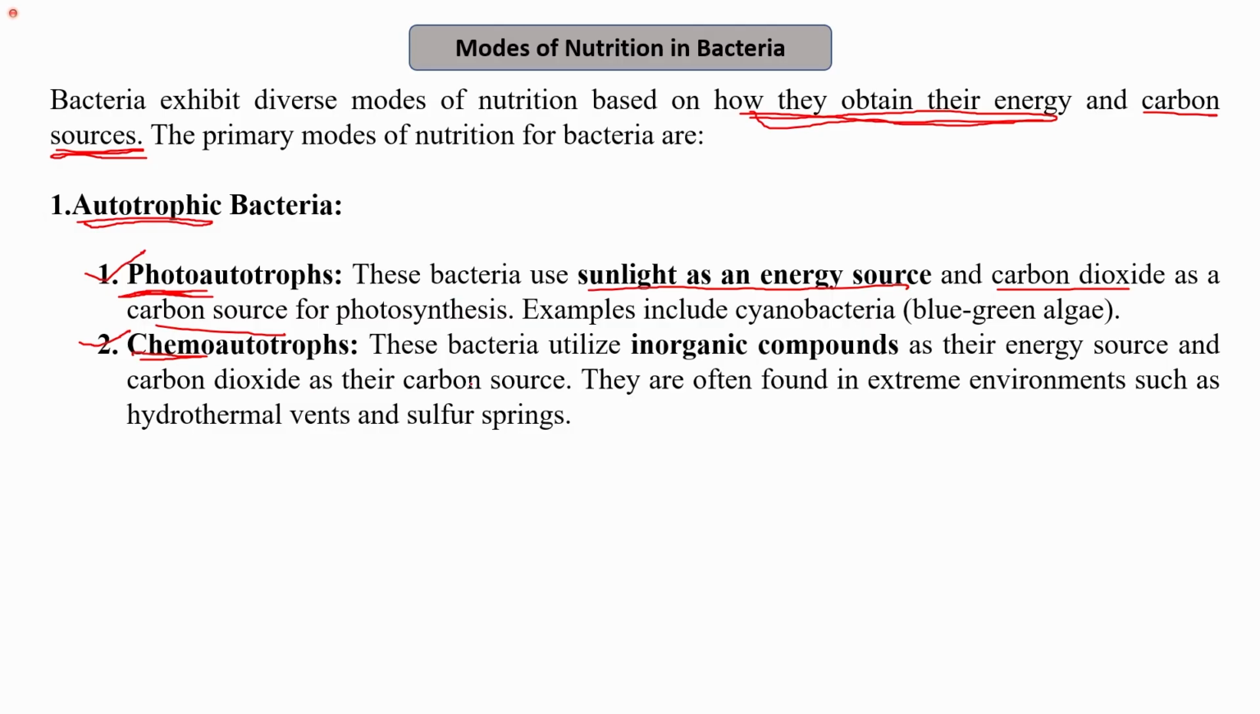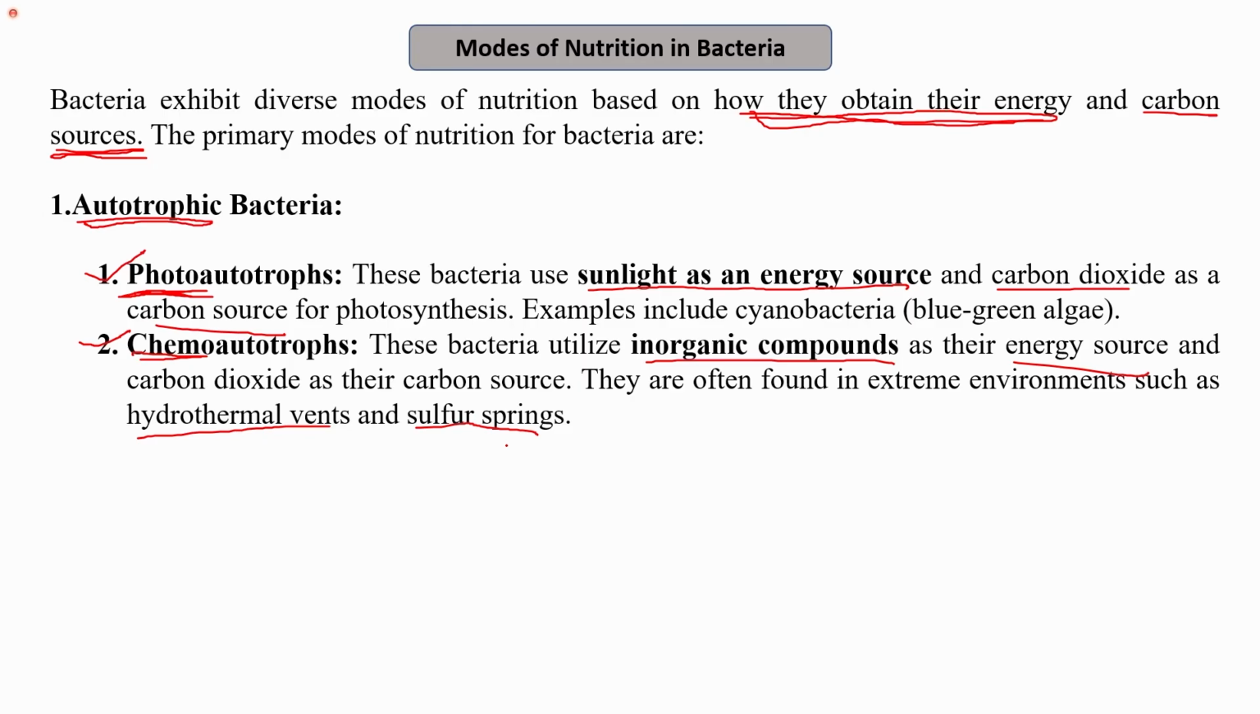Second is chemoautotrophs. These bacteria utilize inorganic compounds as their energy source. So as the name suggests, photoautotrophs use sunlight as an energy source, chemoautotrophs use inorganic compounds as their energy source, and carbon dioxide as their carbon source. They are often found in extreme conditions, for example, hydrothermal vents and sulfur springs, where they can utilize the sulfur compounds as their energy source and carbon dioxide as their carbon source.